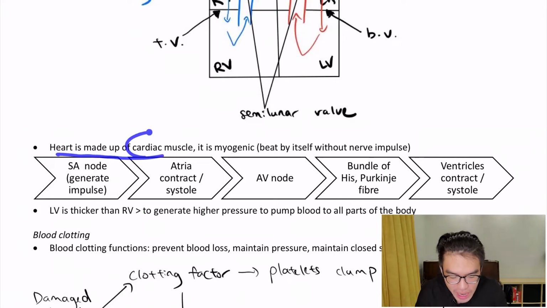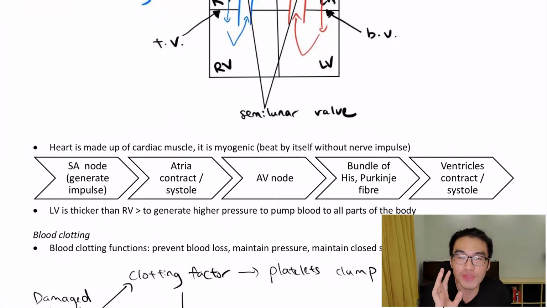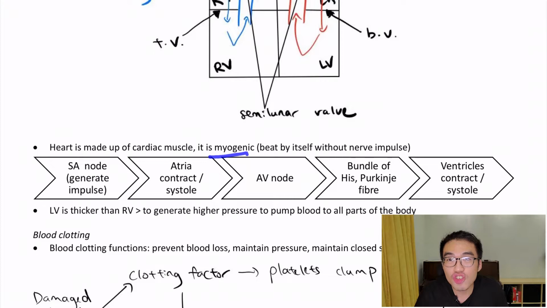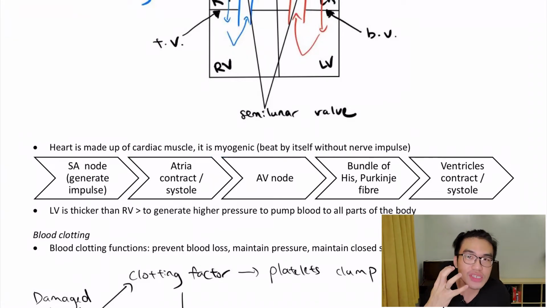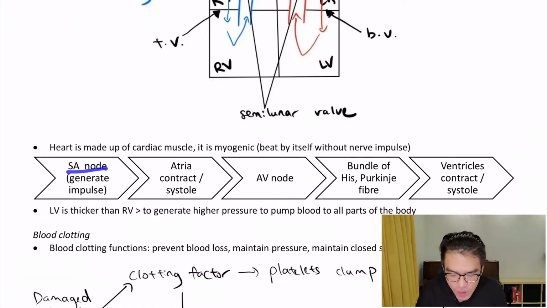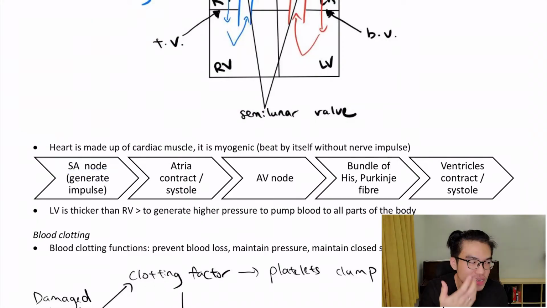Heart is made up of cardiac muscle. You only have this muscle in your heart, and it is myogenic, means it beats by itself without nerve impulse. So even though your nervous system shuts down, your heart still beats. So how does a heart beat? You start everything with the SA node. This is where all the electrical impulse starts.